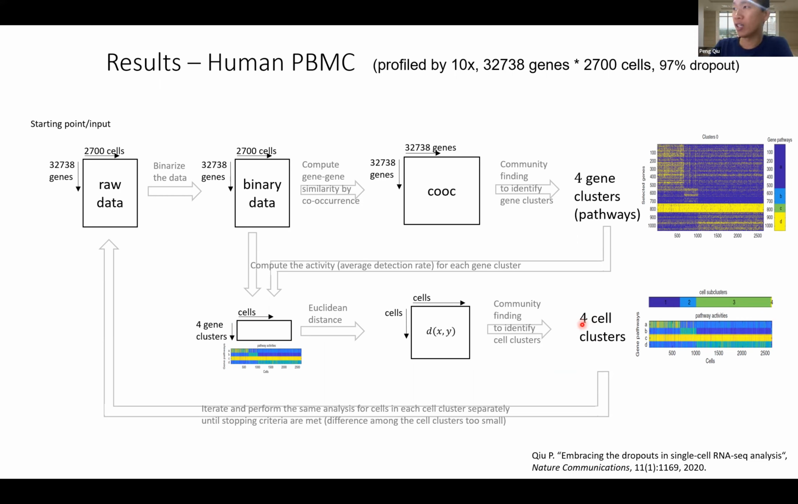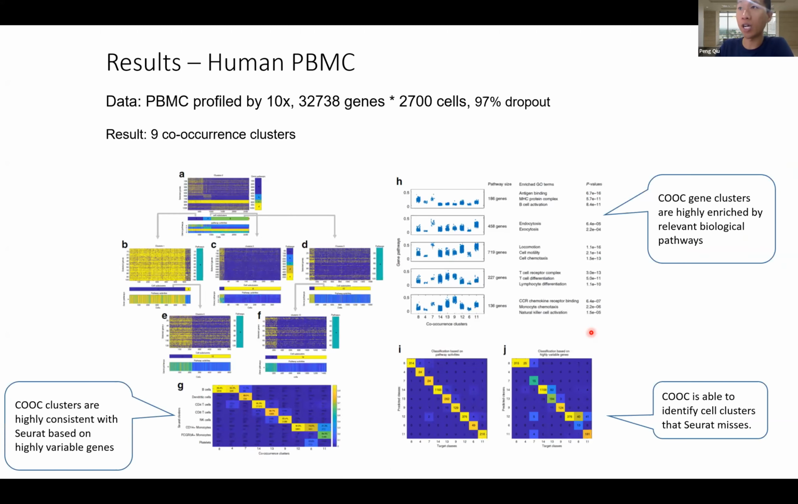After that, I took the cells in each of these 4 clusters through the same process again. Some of these 4 clusters are further divided, some of them are not. So here is the full result. The first analysis gave me 4 clusters. Cluster 1 in the next iteration was further divided into 2 clusters, and then this cluster in the next iteration was further divided into, again, 2 clusters.